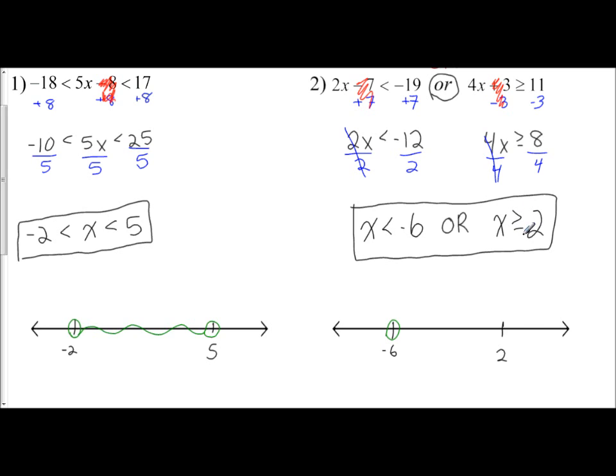Since it's greater than or equal to 2, that is a closed circle. Here it says x is less than -6, so we want the smaller numbers like -8, -10, -12, so this arrow goes to the left. Greater than or equal to 2, so that's like 5 and 9 and 11, so we're going to go to the right. And there is the graph of the solution space.